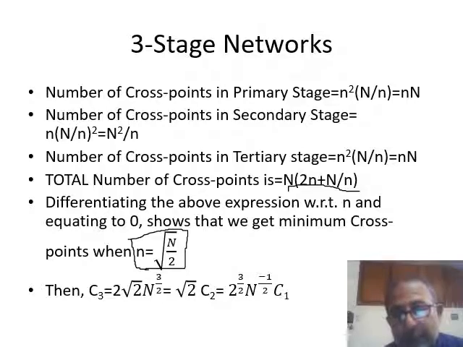And if we compare it with the number of cross points with the two stage network, which is C2, we can have it is 1 under root 2 times C2. And if we compare it with the single stage network, we get 2 raised to power 3 by 2 into n raised to power minus 1 by 2 into C1. This is simple arithmetic derivation.